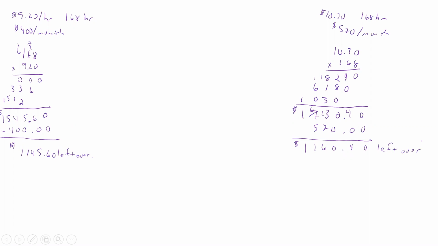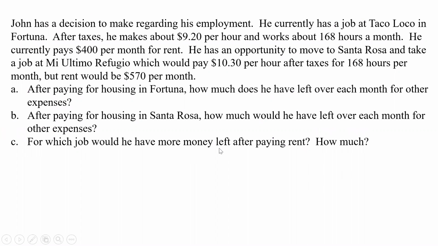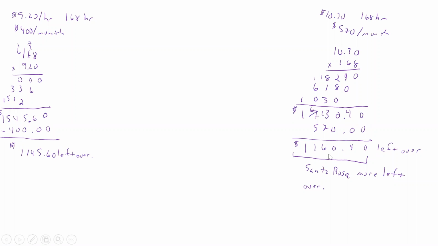after the rent. And so C was asking which one are we going to have more money left over? Well, Santa Rosa is going to have more money left over, and they're going to have $1,160.40. And so that's how much is going to be left over. So that would be the part C. He's going to have more money in Santa Rosa, and how much? He's going to have 1160.40 left over when he's done.